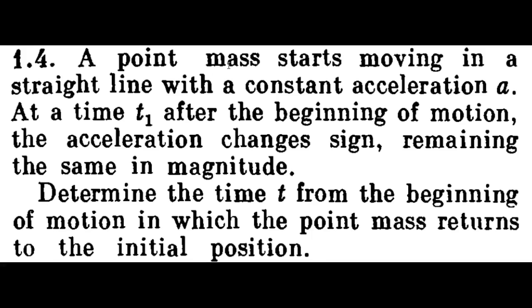It is written: a point mass starts moving in a straight line with a constant acceleration a. Just remember, acceleration here is constant. At a time t1 after the beginning of motion, the acceleration changes sign, remaining the same in magnitude. This means only the sign is changed, the magnitude is the same. Determine the time t from the beginning of the motion in which the point mass returns to the initial position. This means we have to determine the whole time from which the point mass started from the initial position and returned to it.